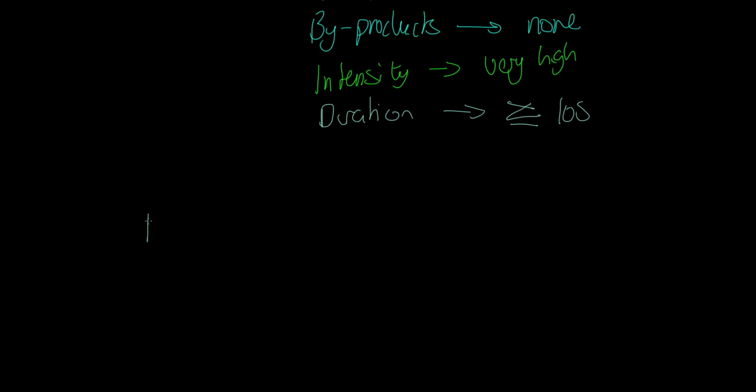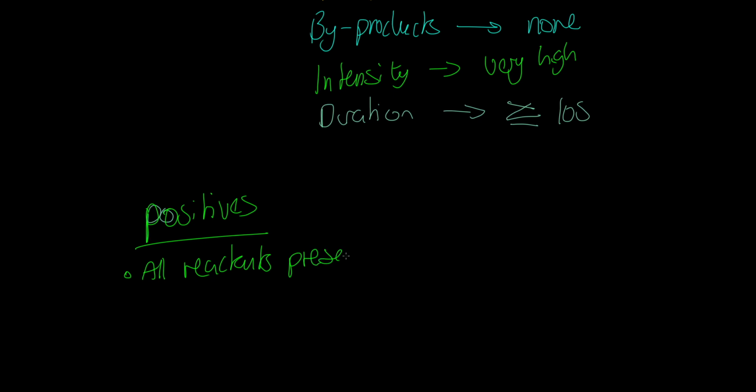First of all, what are the positives? Let me do a different green. What are the positives, the advantages to this system? What's good about it? And these are all positives. We've got all reactants present in the cell. So that means that we've got no delay, for example, oxygen. There's no oxygen delay in this system.